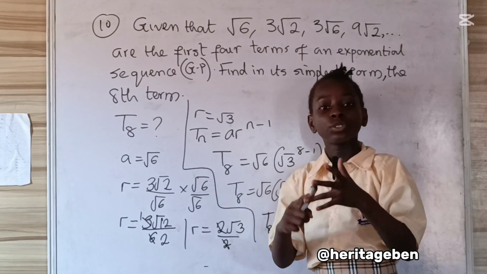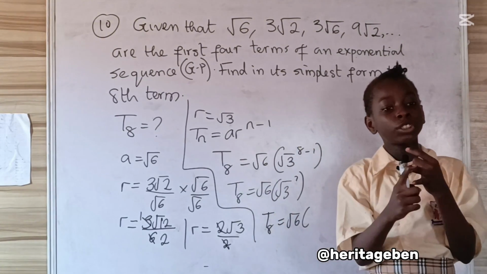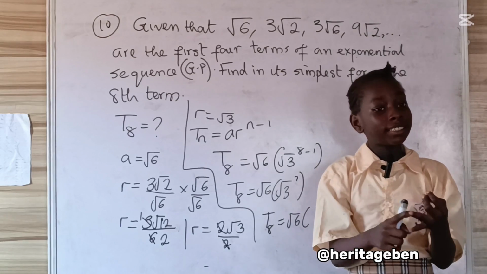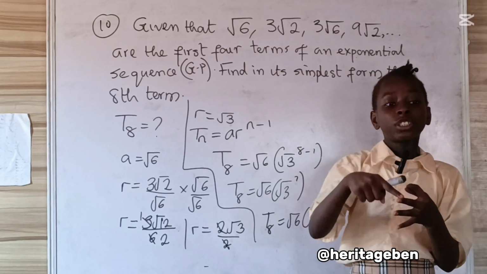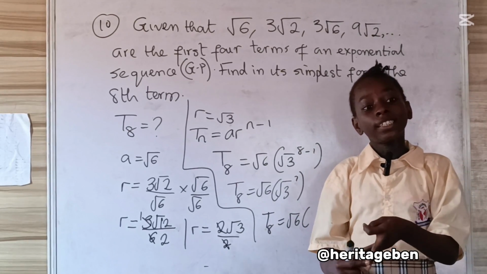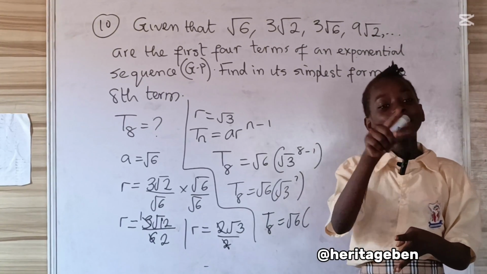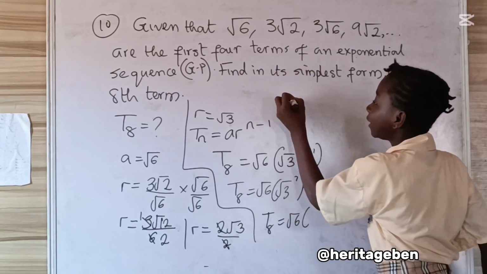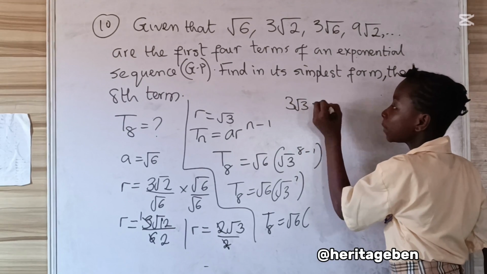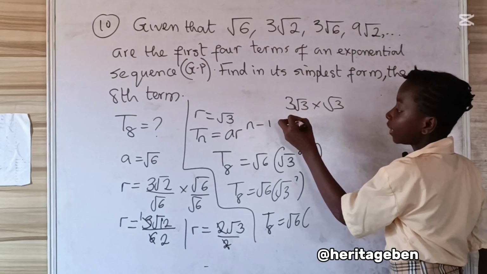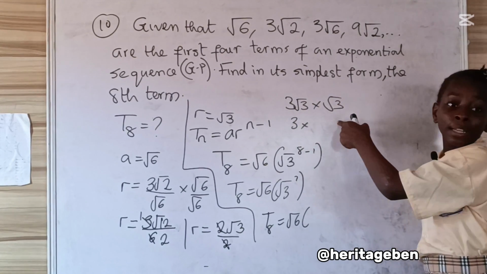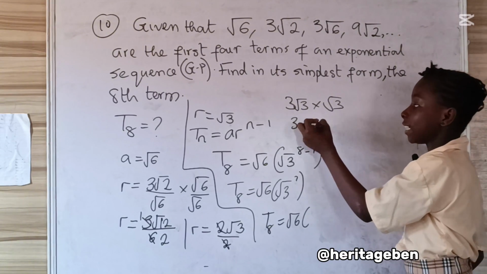Root 3 raised to the power 7 is root 3 times root 3 times root 3. So root 3 times root 3 is what? Root 9, and root 9 is 3. 3 multiplied by root 3 is 3 root 3. 3 root 3 multiplied by root 3, root 3 times root 3 is root 9, root 9 is 3, that is 9.